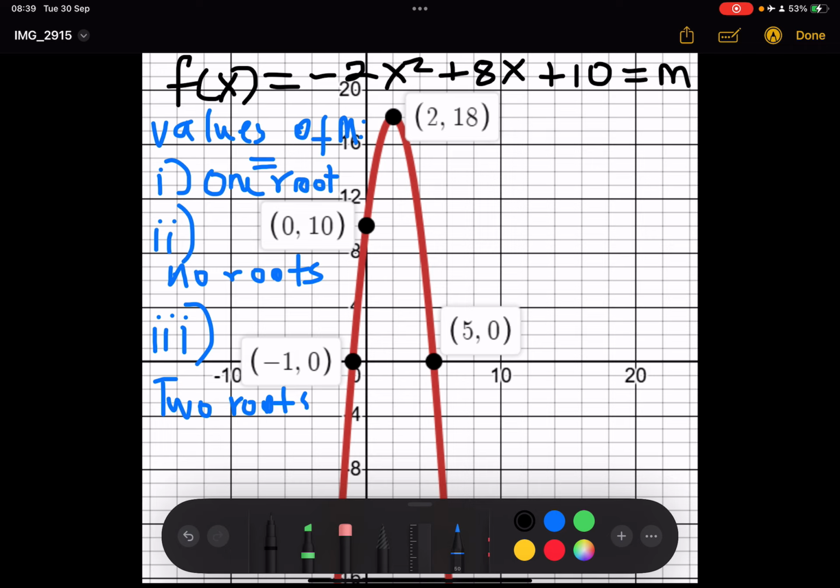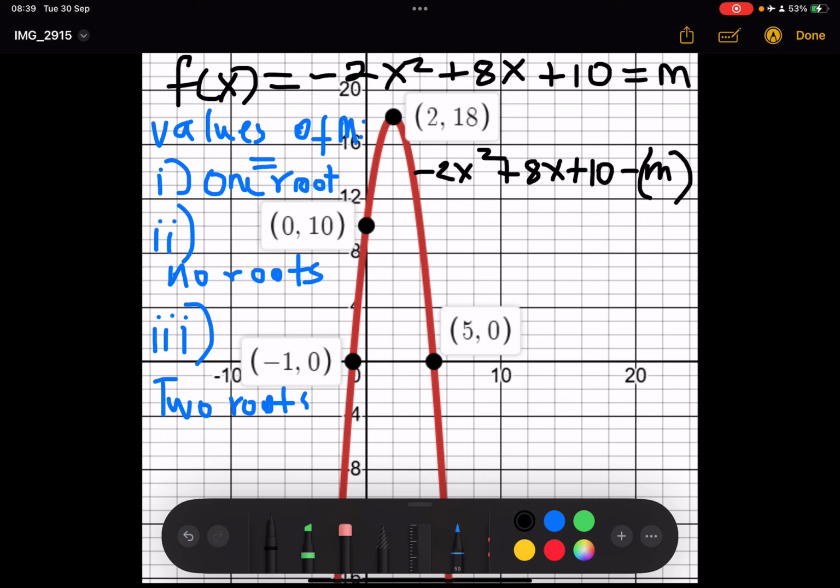So let's firstly check the effects of m. We have negative 2x squared plus 8x plus 10 and then minus m. I just brought the m to the other side. Let me just rewrite it properly. It's going to be negative 2x squared plus 8x plus 10 minus m. So we can see that the effect of m is shifting the graph up and down depending on the sign.